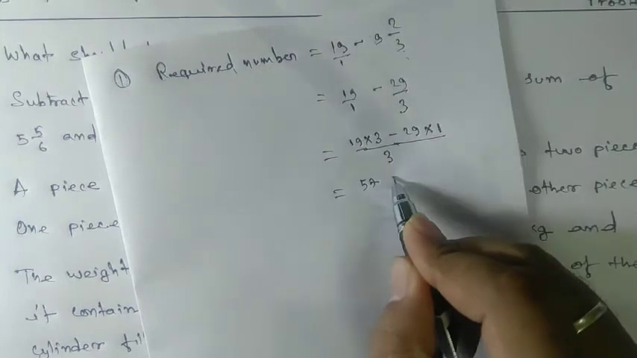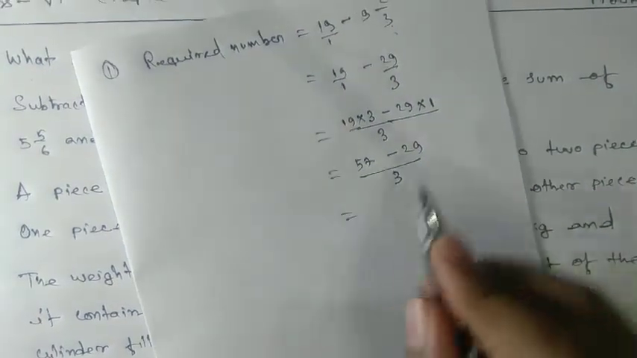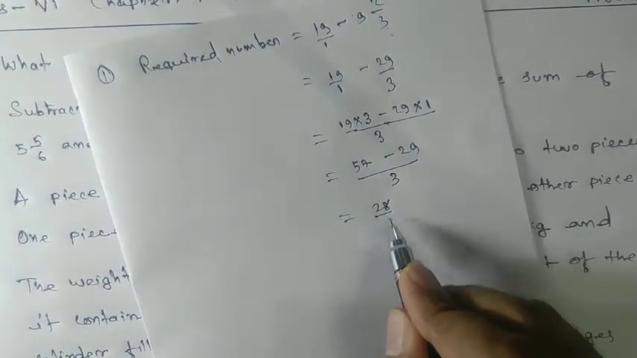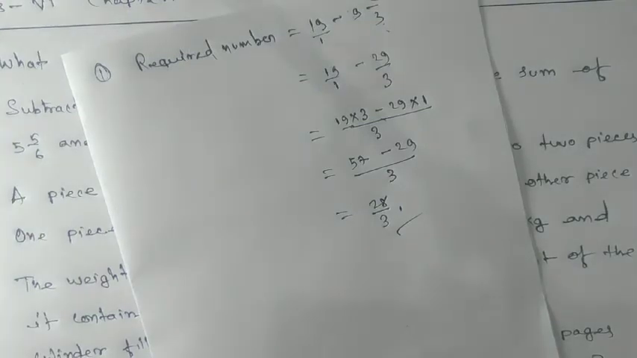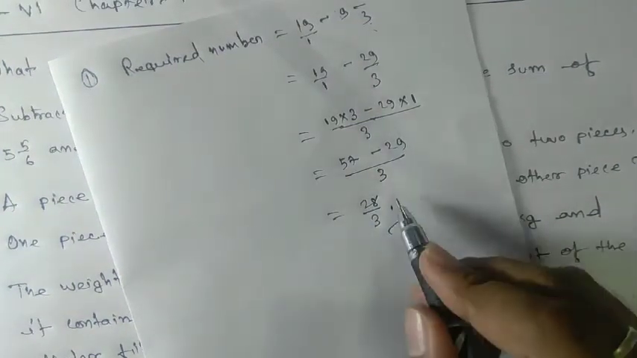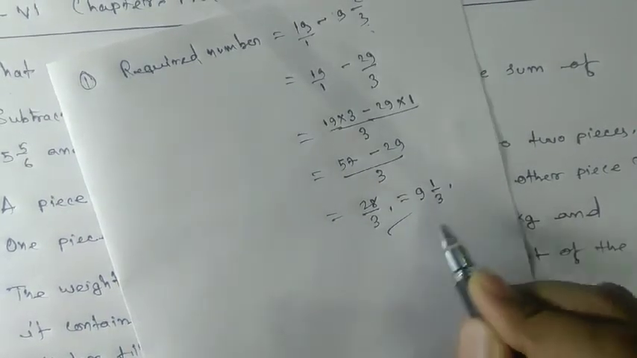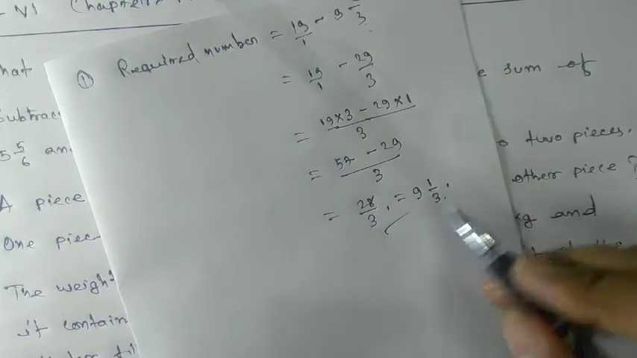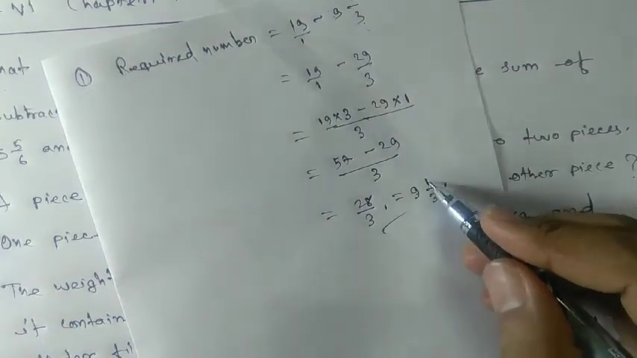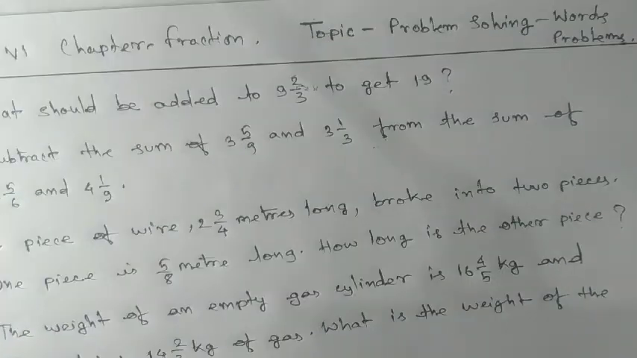57 minus 29 by 3. Subtract it. 28 by 3. This is your answer. Or you keep the answer as a mixed fraction, that means 9 whole 1 by 3. You can keep your answer this way or that way. Why sir? See, 3 nines are 27 plus 1, 28 by 3. Okay. Next.